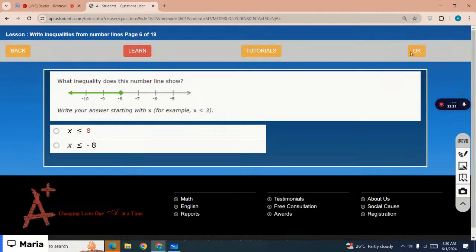What inequality does this number line show? Which is the correct option? That is x is less than or equal to negative 8. Option number 2 is the correct option. Okay, you can complete the lesson by yourself later today. Let me just move on to the next lesson.